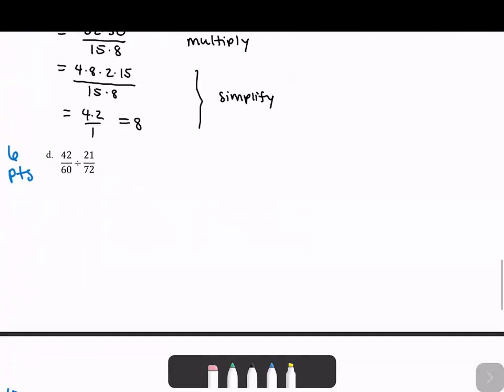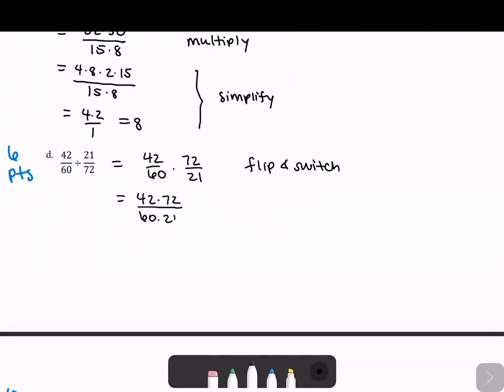Okay, dividing fractions. We do the flip and switch. So this equals 42 over 60 times 72 over 21. So this is doing the flip and switch, however you want to call it. I've started using this just because it's the fastest thing. So we know we multiply straight across. So this is the multiplication step.